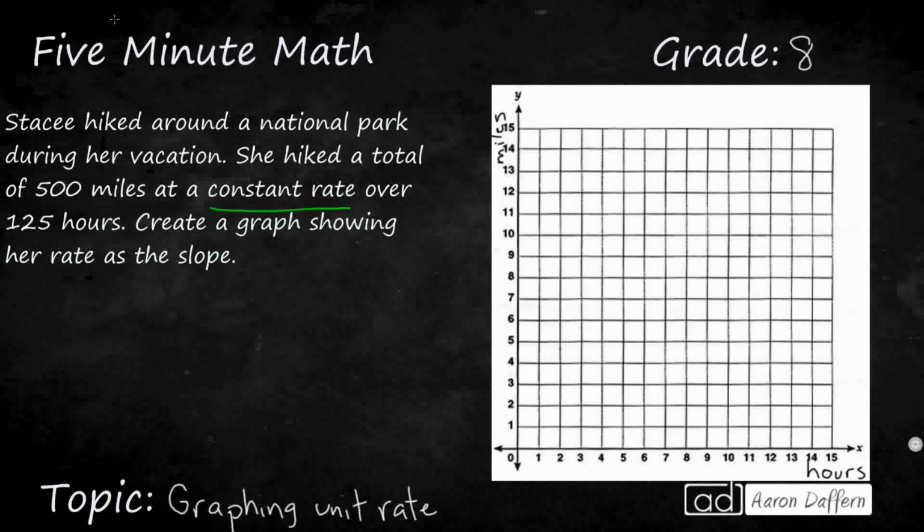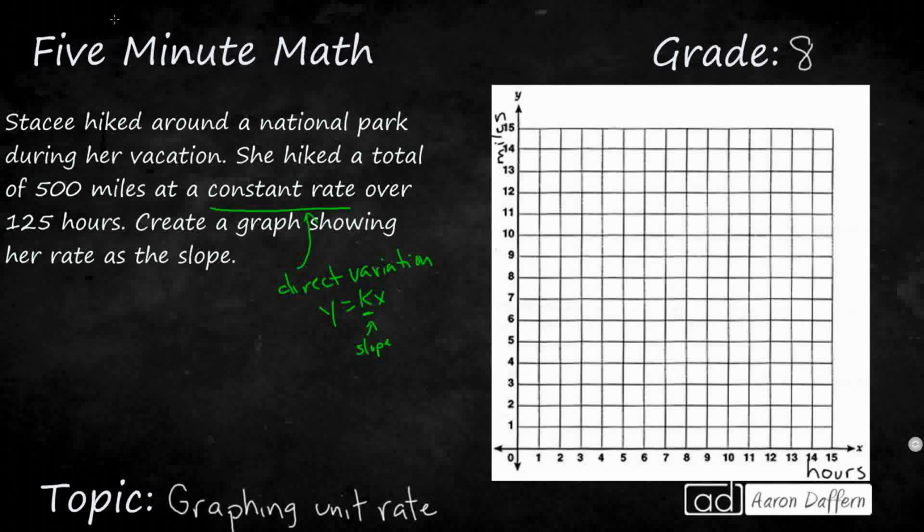All right, so what does that tell us, this constant rate here? That tells us that we are dealing with direct variation. Okay, so y equals kx, where k is that unit rate. Over 125 hours, we need to create a graph showing her rate as the slope. All right, so let's see if we can find that slope. That's what we're looking for right here.